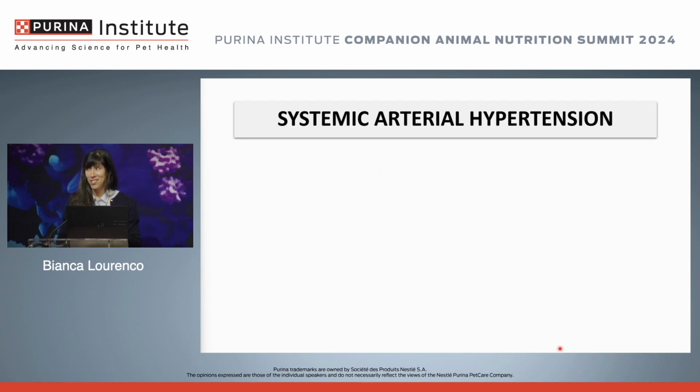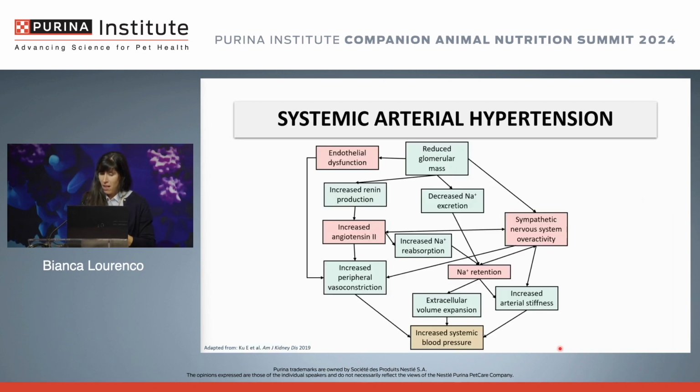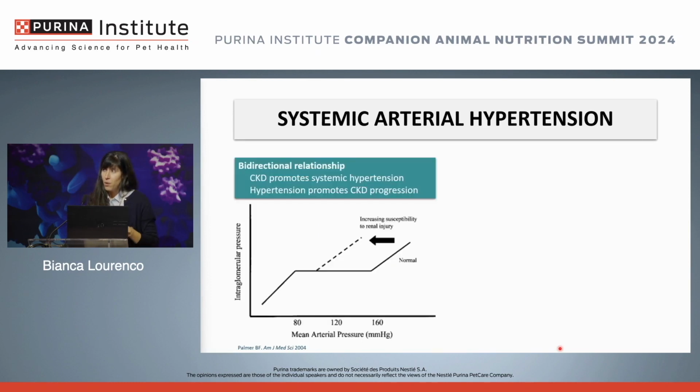This brings me to the next topic of systemic arterial hypertension. The pathway to get hypertension in animals with CKD is somewhat complicated, but I will highlight a few things. Associated with the loss of functioning nephrons, these cats or people or dogs might have endothelial dysfunction, increases in their RAS activity, sodium retention, and then sympathetic nervous system overactivity, all of which would promote hypertension. Now we know that there's this bidirectional relationship between hypertension and chronic kidney disease, with chronic kidney disease promoting hypertension and then hypertension promoting accelerated progression of CKD.